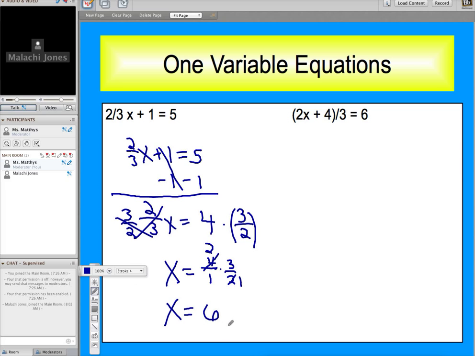Now, Malachi, if you get an answer and you're not sure if it's the correct answer, you can take this and put it right back in for the x at the top here. You can find out 2/3 times 6, plus 1, and see if it equals 5. So you can always check. You can always work backwards.